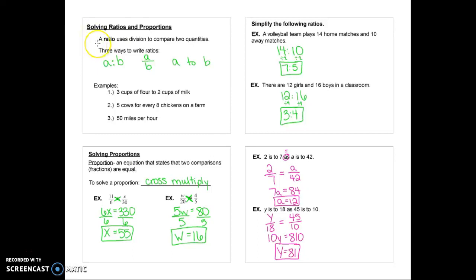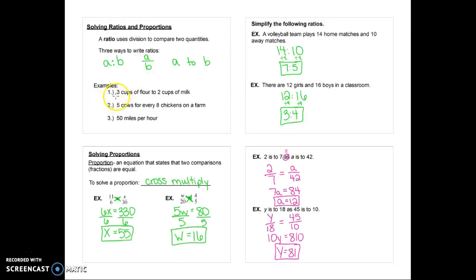So first we're going to just look at the definition for a ratio. A ratio uses division to compare two quantities. We're just comparing two different values. We have 3 different ways to write these. You can use a colon, you can show it with division, or you can write the word "to" in between them. These are all said exactly the same way though, A to B. Each one of these is said the same way.